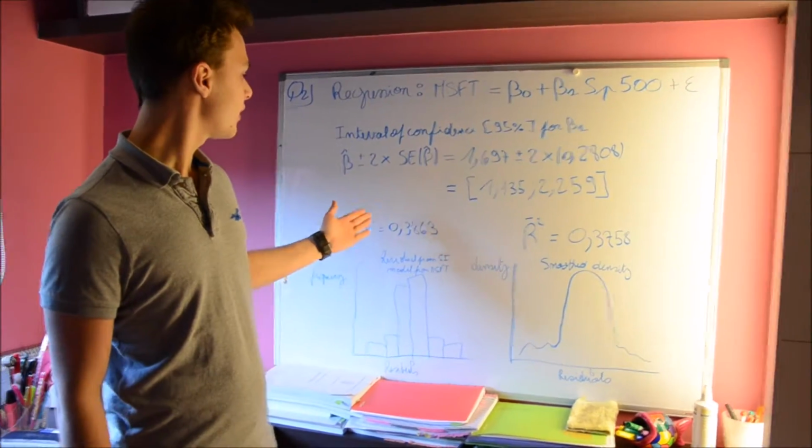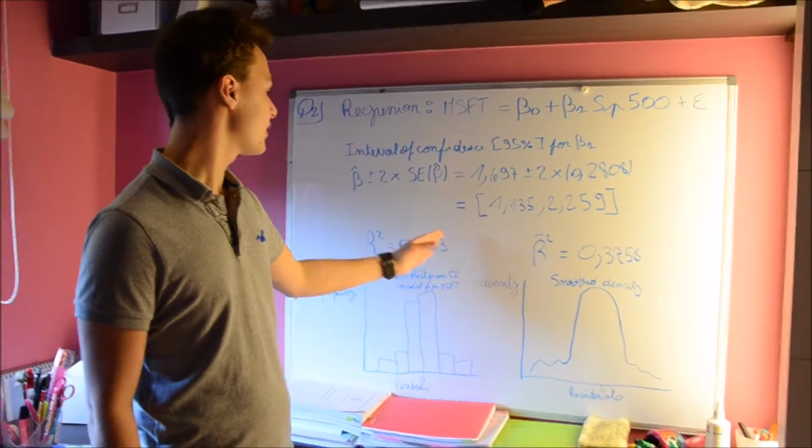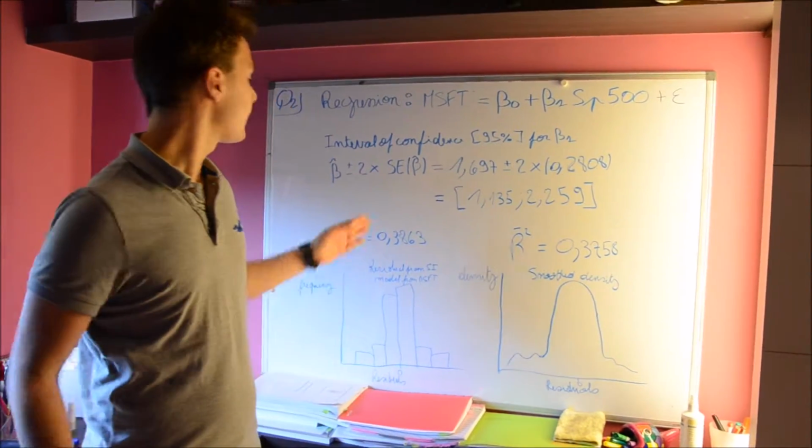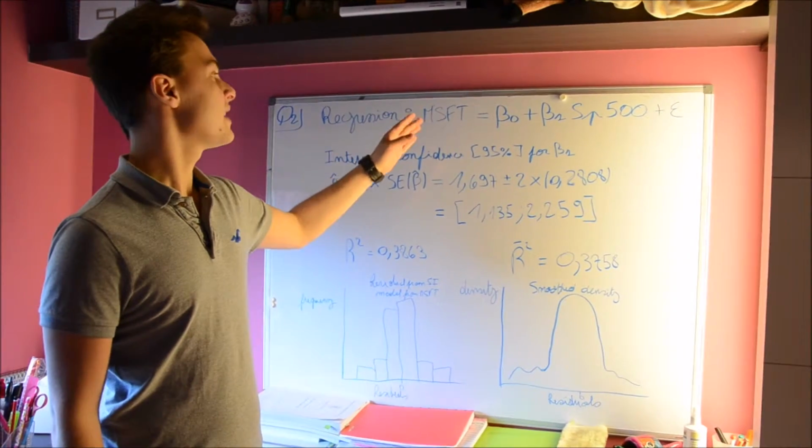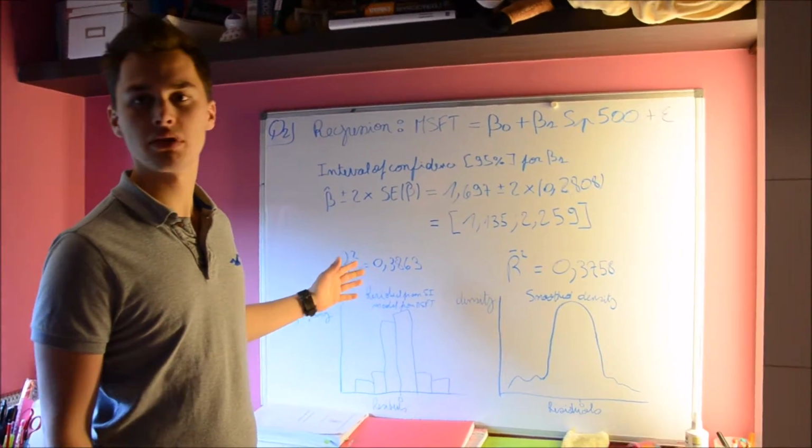Another thing that is really important to check when we analyze a regression model is the R-squared. The R-squared here is 0.3863. It means that 38% of the variation of MSFT is explained by the regression model.